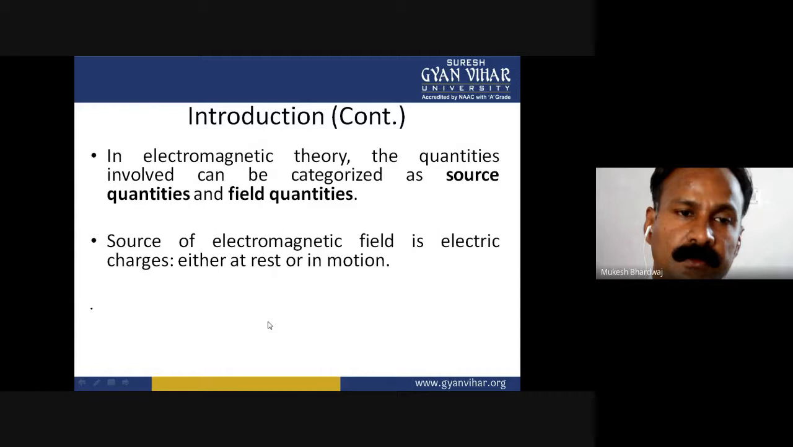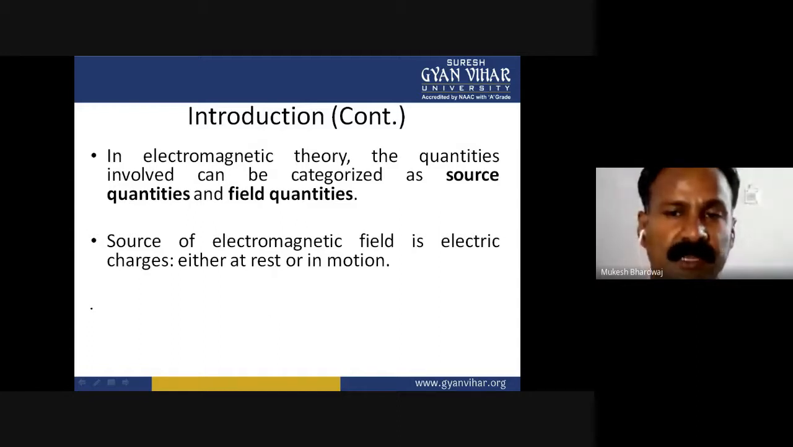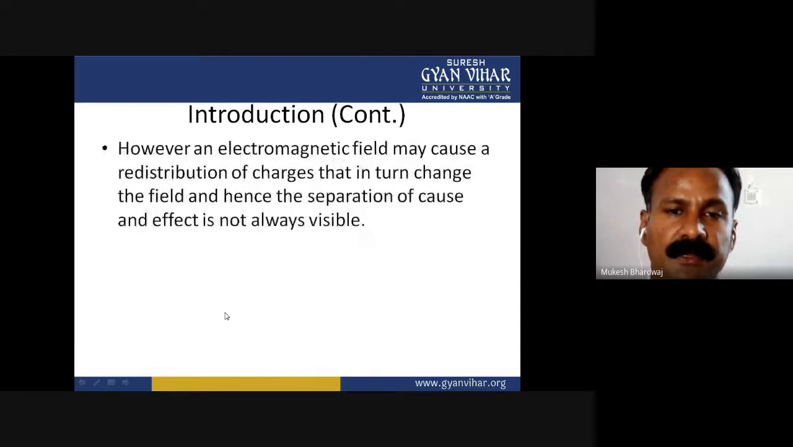Next, in electromagnetic theory, the quantities involved can be categorized as source quantities and field quantities. The source of the electromagnetic field is electric charge, either at rest or in motion. However, the electromagnetic field may cause a redistribution of charges that in turn changes the field, and hence the separation of cause and effect is not always visible.